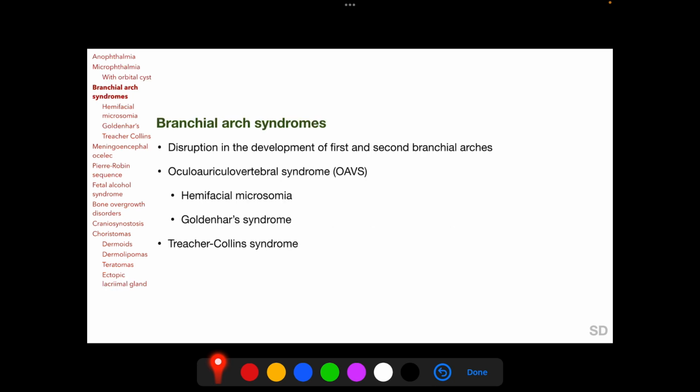Branchial arch syndrome occurs due to disruption in the development of the first and second branchial arches. Among branchial arch syndromes, we have oculo-auriculovertebral syndromes, also called OAVS, and among them we have hemifacial microsomia and Goldenhar syndrome. Hemifacial microsomia can occur alone, and it is the mildest form of OAVS, or hemifacial microsomia can occur as part of Goldenhar syndrome. The other branchial arch syndrome is Treacher Collins syndrome.